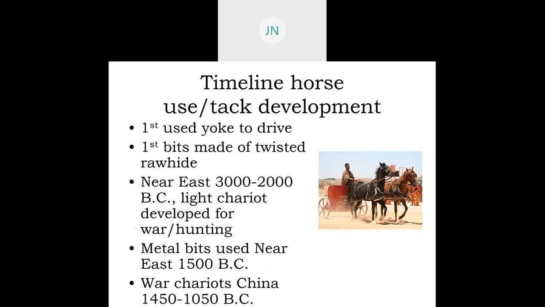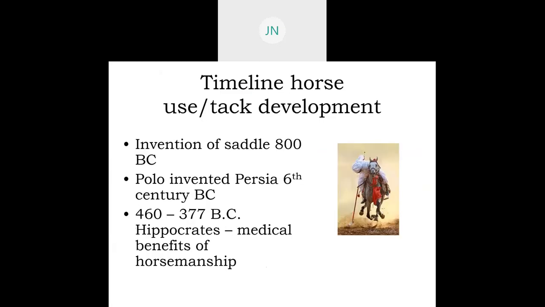And then around 3000 to 2000 BC in the Near East, the light chariot was developed for war and hunting. And that was the main way that they conducted war and hunted. And metal bits were then used in 1500 BC, and war chariots came to China around 1450 to 1050 BC. The saddle was not invented until 800 BC, so if people rode before then, they did it bareback.